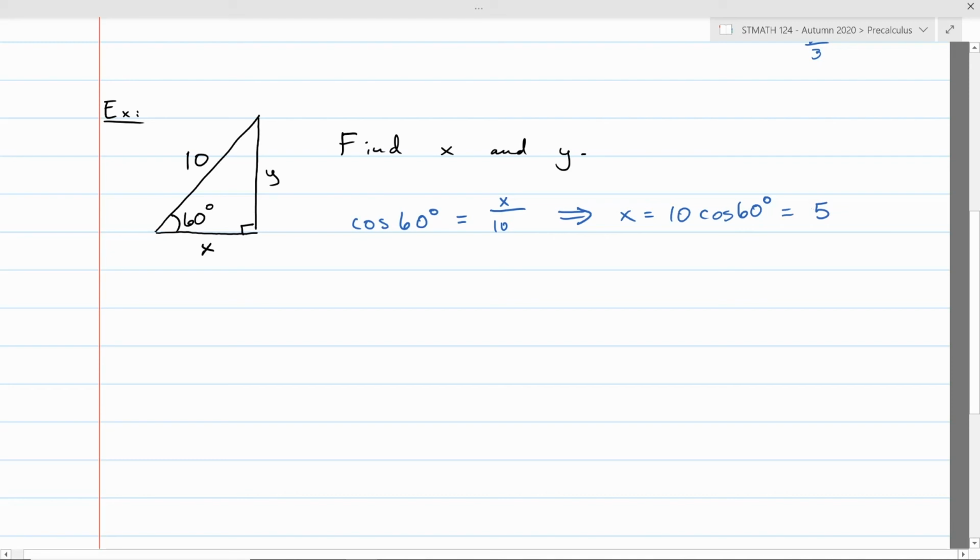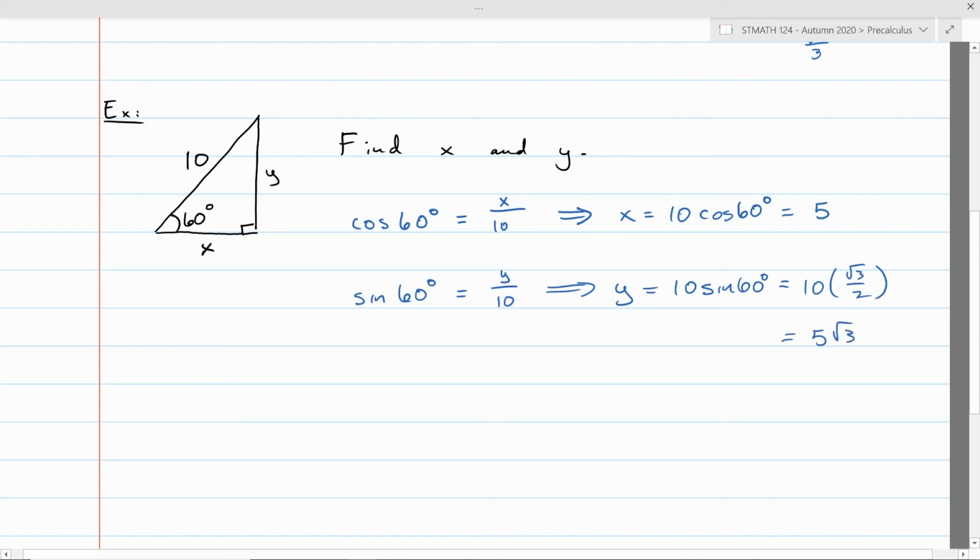And similarly, I see that if I do sine of 60 degrees, that's y over 10, the opposite over the hypotenuse. And so y is 10 times sine of 60. And I know that sine of 60 degrees is square root of 3 over 2 from my unit circle knowledge. So this is 10 times square root of 3 over 2. The 10 and the 2 cancel. You get 5 times the square root of 3.